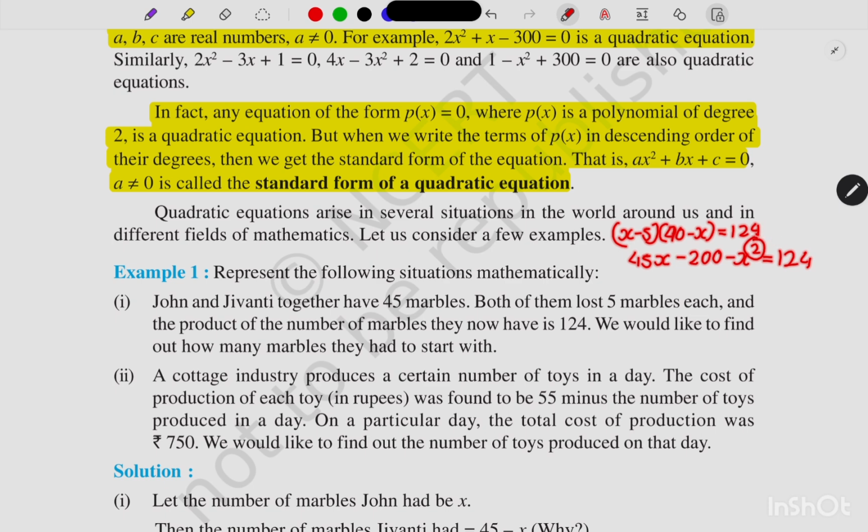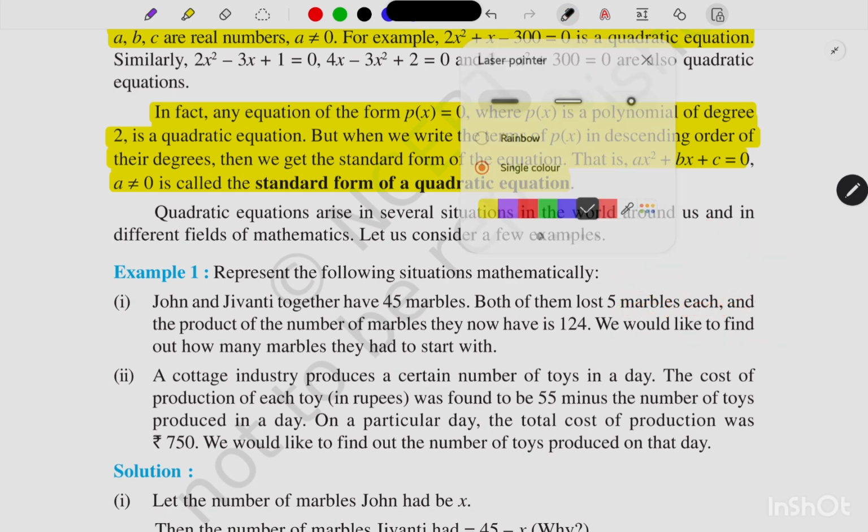Let's rewrite it like this: minus x square plus 45x. Now bring 124 to the other side and you will get minus 324. Now this is equal to 0. This is in the form of ax square plus bx plus c equal to 0. The value of a is minus 1, b is 45 and c is minus 324. Check. All these are real numbers and a is not equal to 0.